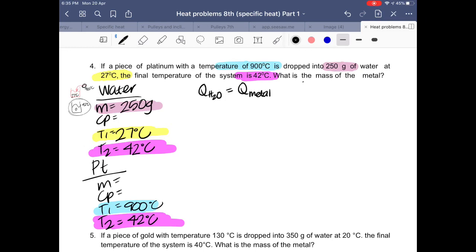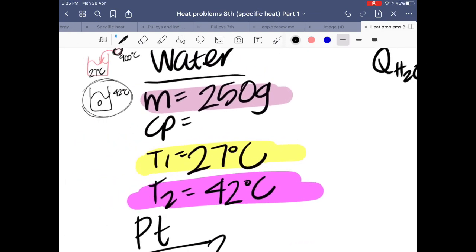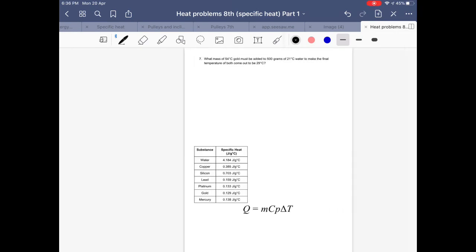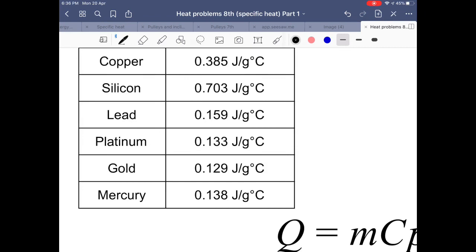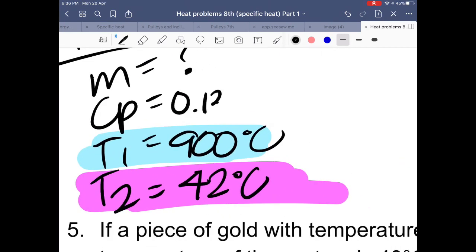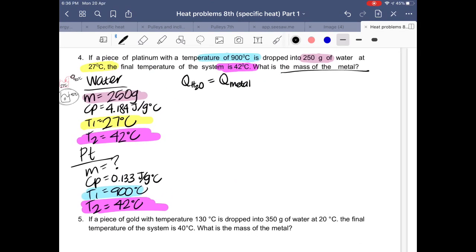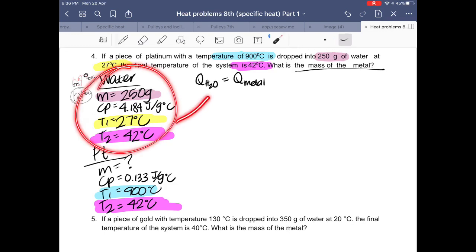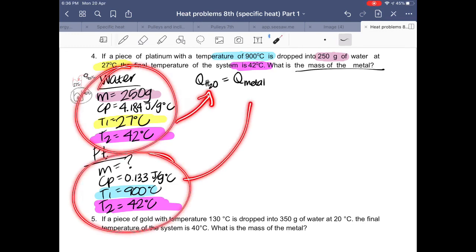What is the mass of the metal? So mass of the metal, and we're missing the specific heat of water, which we already know, and it's 4.184 joules over gram per degree Celsius, and the one of platinum, it's 0.133 joules over gram per degree Celsius. Once we have this, we need to pass this information to here and this information to this part right here.